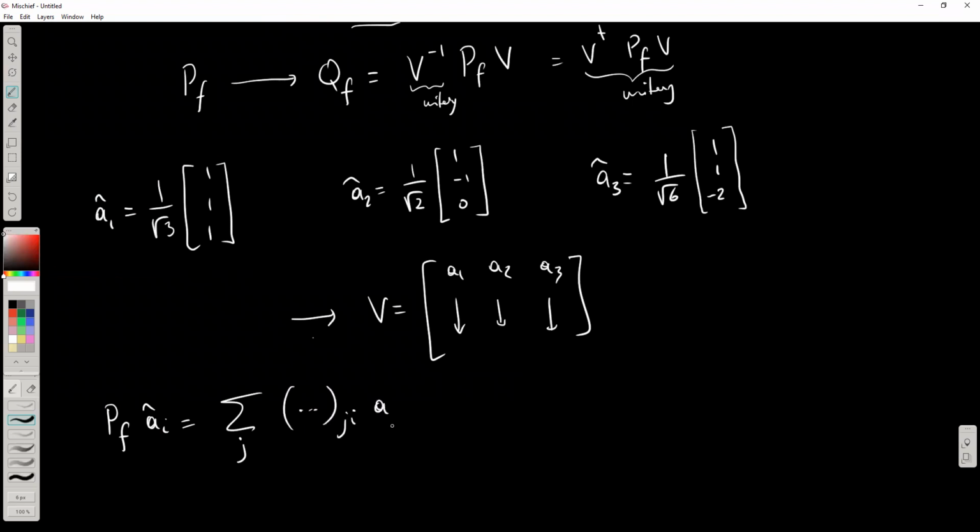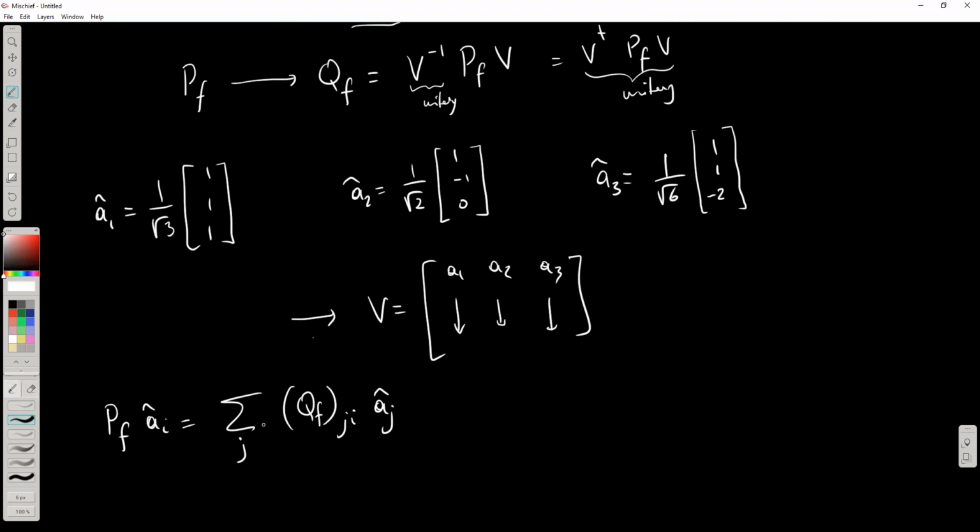All the other unit vectors. By using this expansion, I'm going to find these coefficients. So these coefficients are actually the matrix elements of the final matrix that I'm going to obtain. All right. So this QF is that matrix.